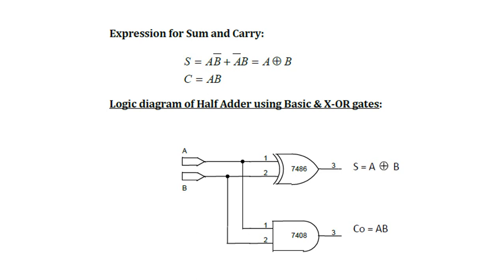This is the logic diagram of the half adder circuit using basic gates. Here A and B are 2 inputs given to the XOR gate. So the XOR gate output S equal to A XOR B. This output will be the sum. And A and B are also connected as the input to the AND gate. So the output of the AND gate is AB. So this is your carry out. This is the block diagram or logical diagram of the half adder circuit.